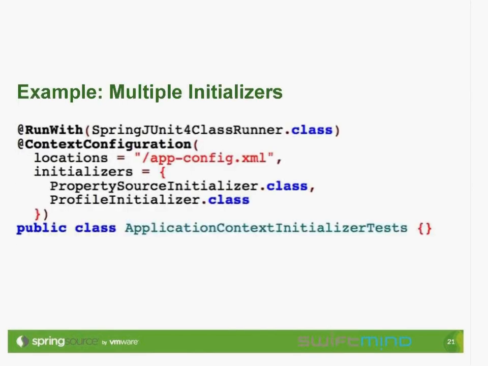So now, in Spring 3.2, we actually can use these initializers in our integration tests. The way we do that, here we again have an example with JUnit, but the important thing to note is that the @ContextConfiguration annotation has a new attribute. You see here initializers equals, and then it's passing in an array of classes that are your custom initializers. So here we have a property source initializer and a profile initializer.